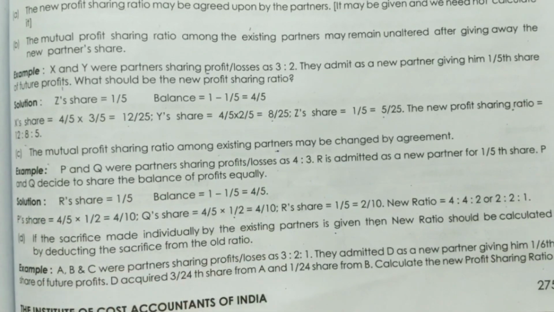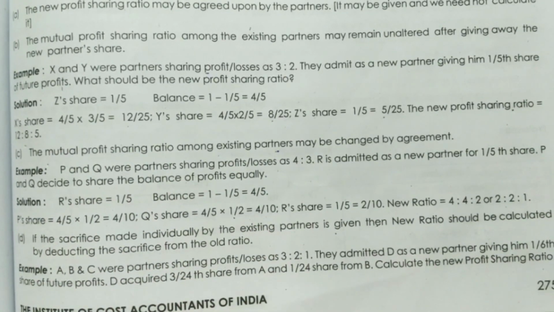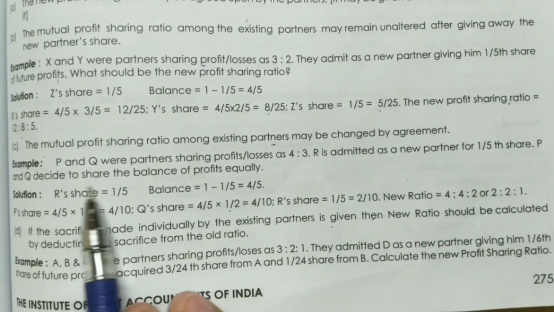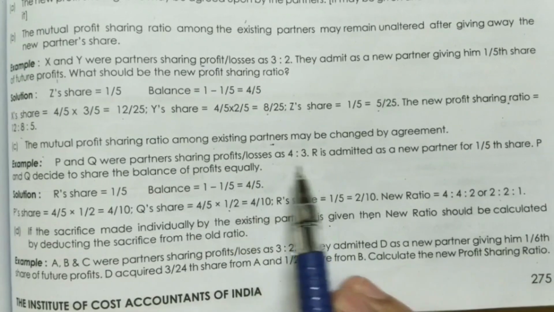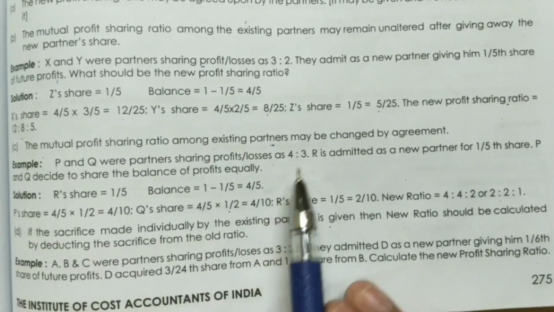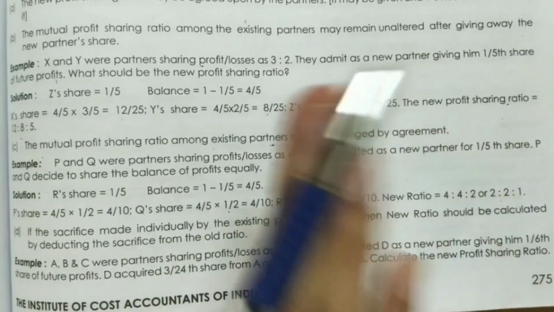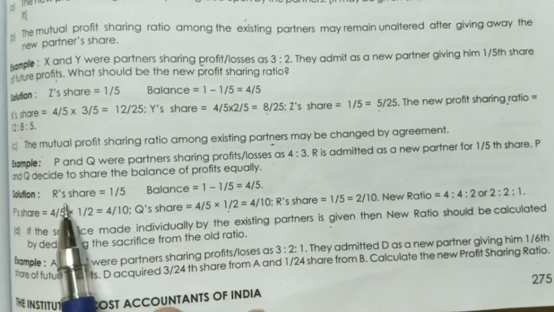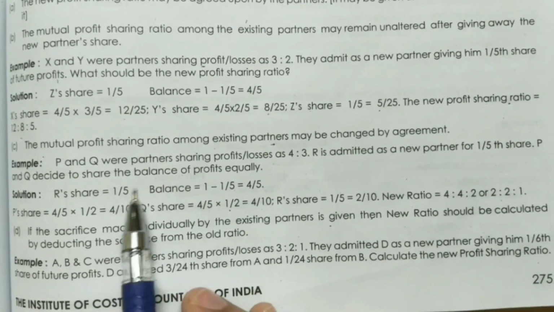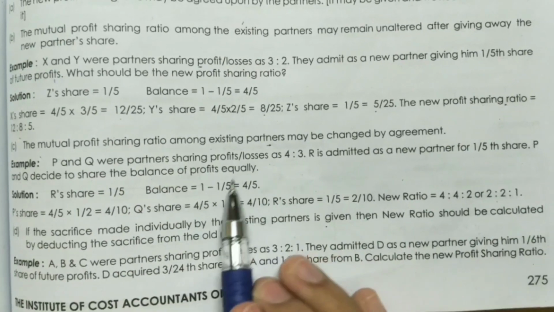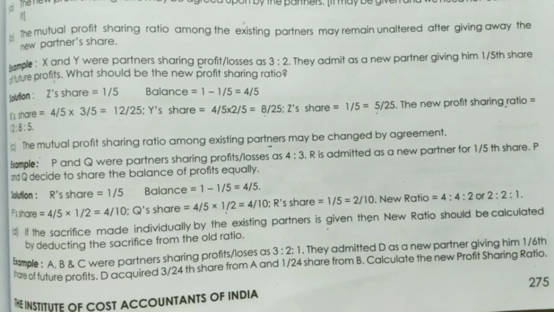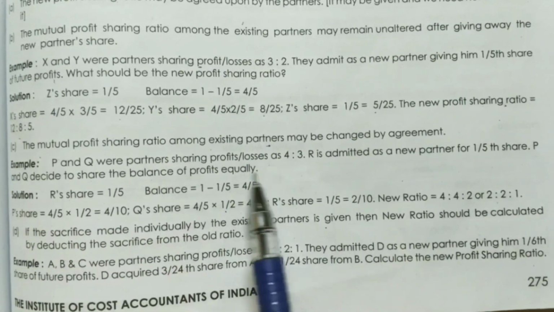Then they say this sentence, please focus on the sentence, that P and Q decide to share the balance of profits equally. In the earlier question they have not given us how they are going to share the profits, right? But in this question they have given us that they are going to share the profits equally. That means the old profit sharing ratio 4:3 has no value in this question. So let's see how this question is being solved.